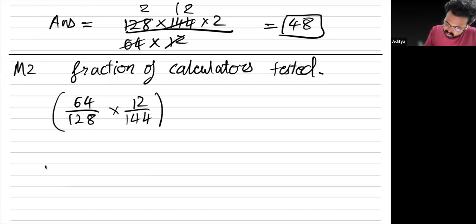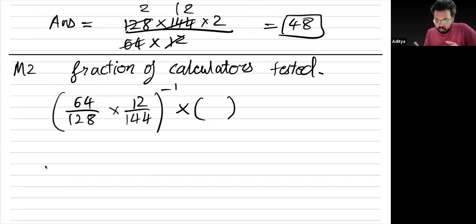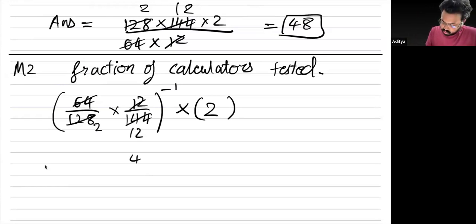You just invert this and multiply by how many samples you found to be broken, which is 2. You can directly get this, it will become 2 by 12. You are supposed to get the same answer only. 48 will be the answer.